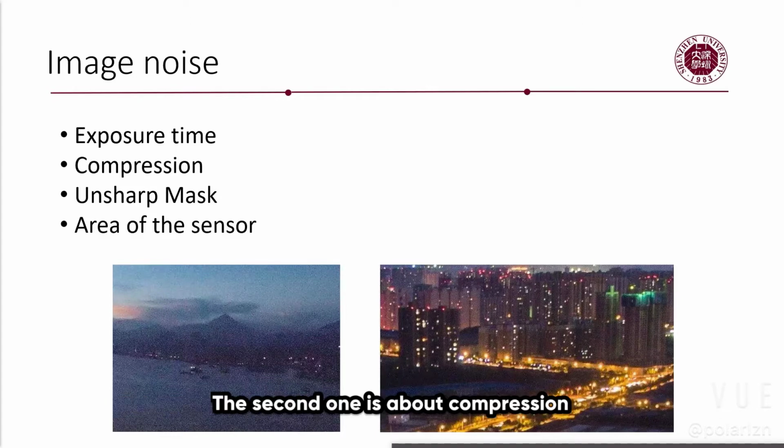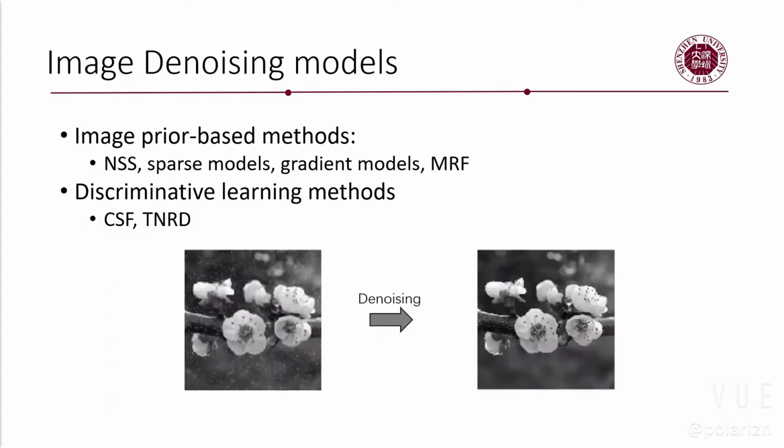The second one is about compression, like JPEG. This noise due to JPEG compression is called block noise. Image noise can also be caused by unsharp mask. This noise is produced by sharpening the edges of a small image. The last one is the area of the sensor may be too small.